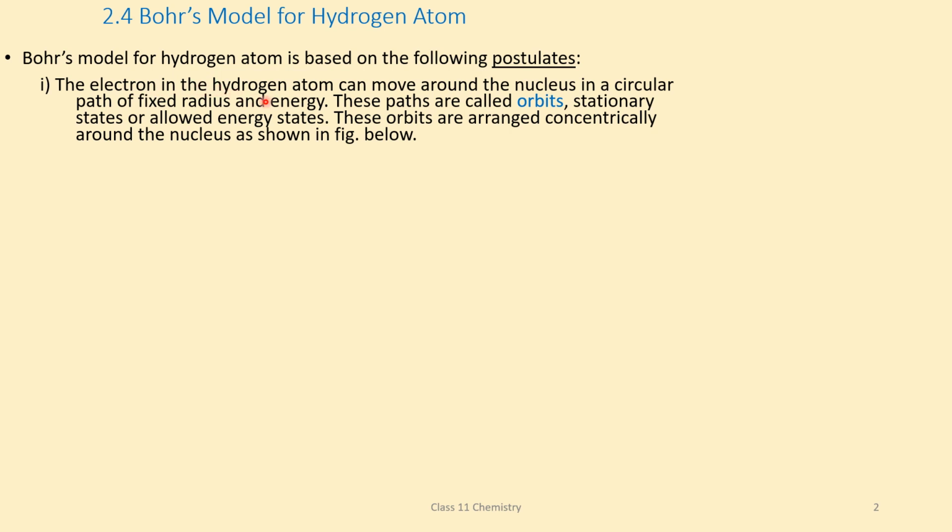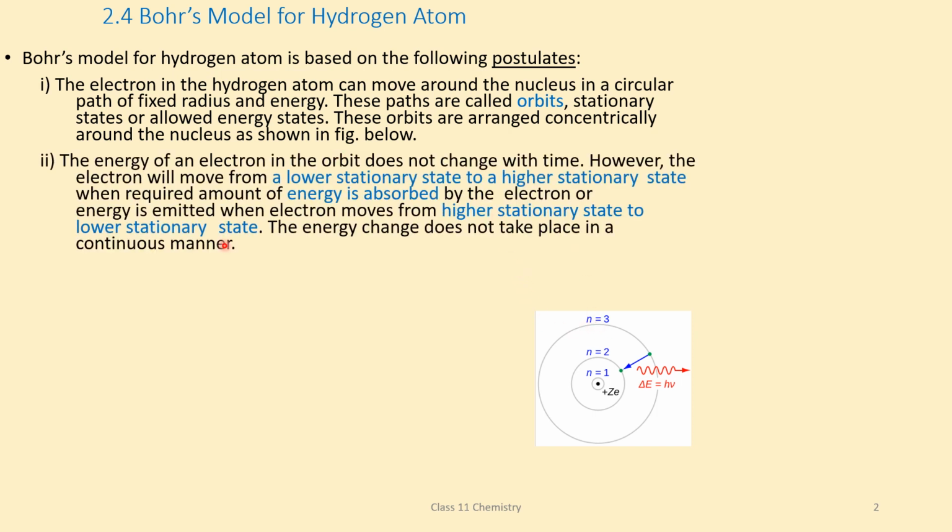The electron in the hydrogen atom can move around the nucleus in a circular path of fixed radius and energy. These paths are called orbits, stationary states, or allowed energy states. These orbits are arranged concentrically around the nucleus as shown in the figure. The black spot is the nucleus. n equals 1, 2, 3 are the first orbit close to the nucleus, the second orbit and the third orbit, and these orbits are arranged concentrically around the nucleus.